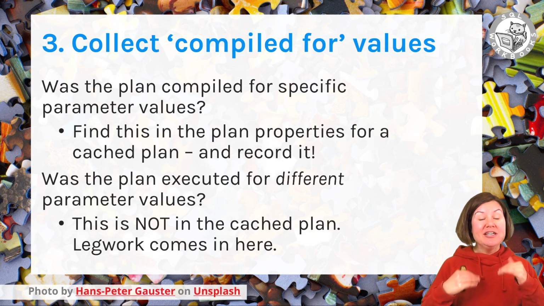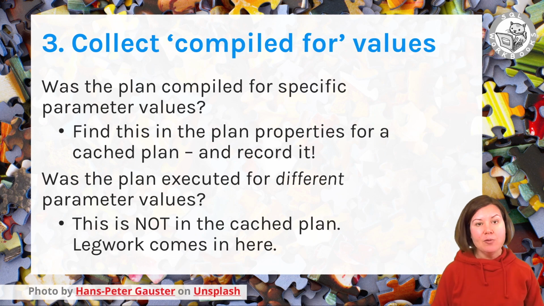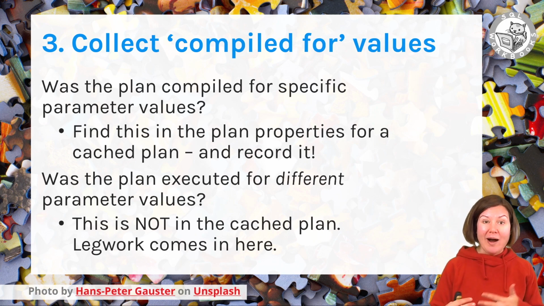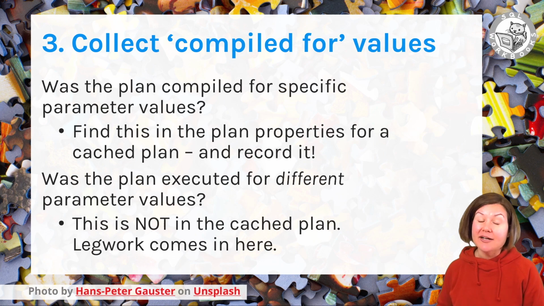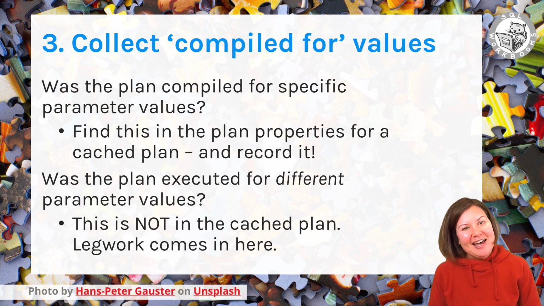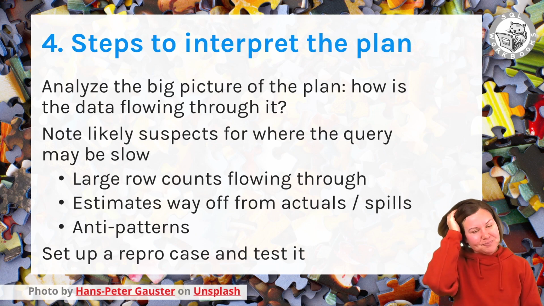The execution plan will give you the compiled for values, but you have to do the legwork to figure out, okay, what other values is this often executed with and why may it have been slow? Maybe that requires doing tracing. Maybe it requires looking in your application logs. There's lots of different ways you can research this, but that's part of the piece where all the information we need isn't always in the plan.